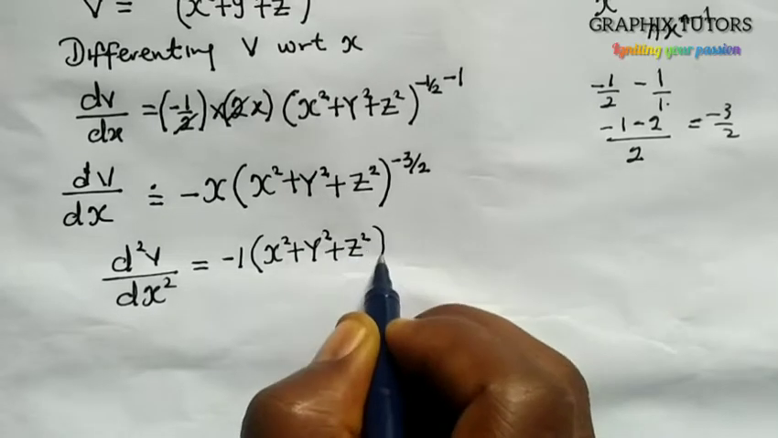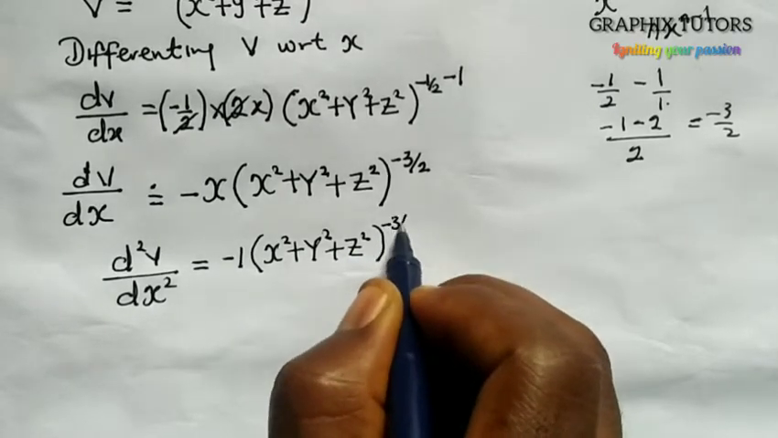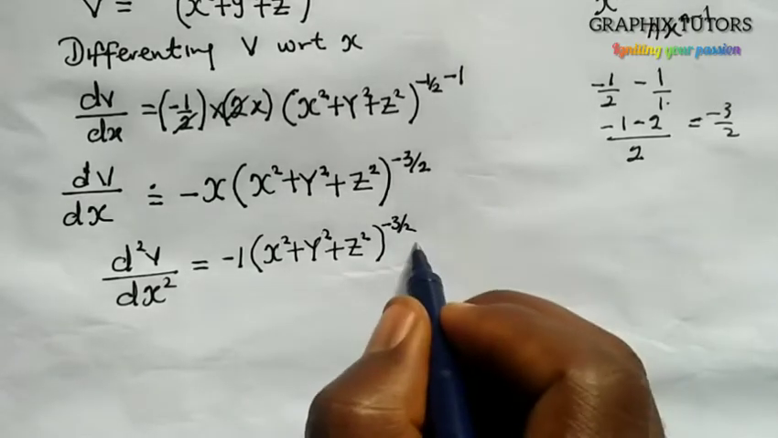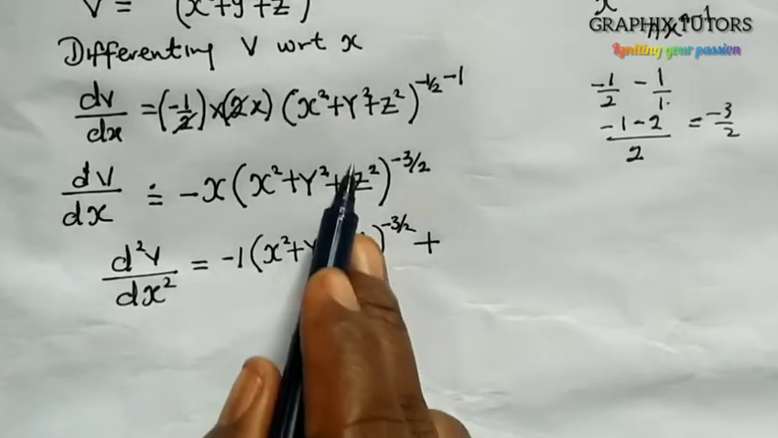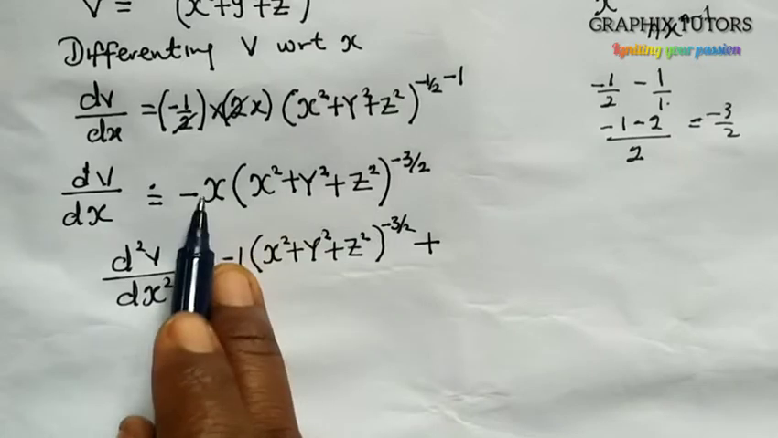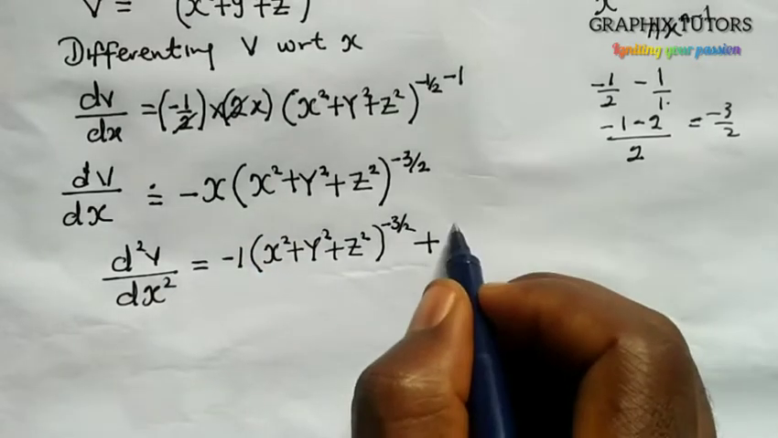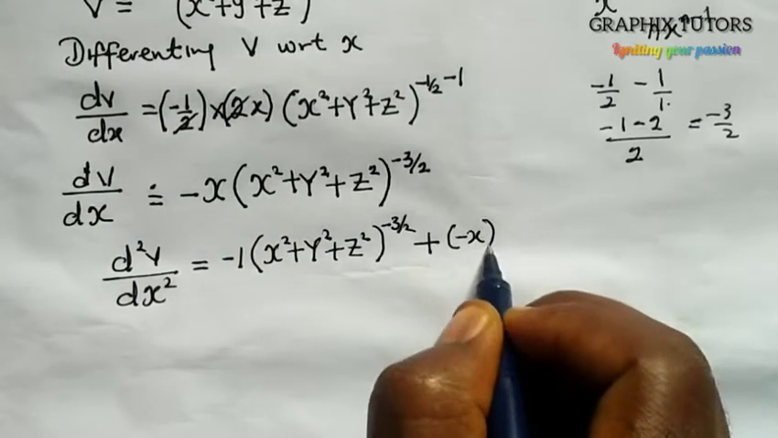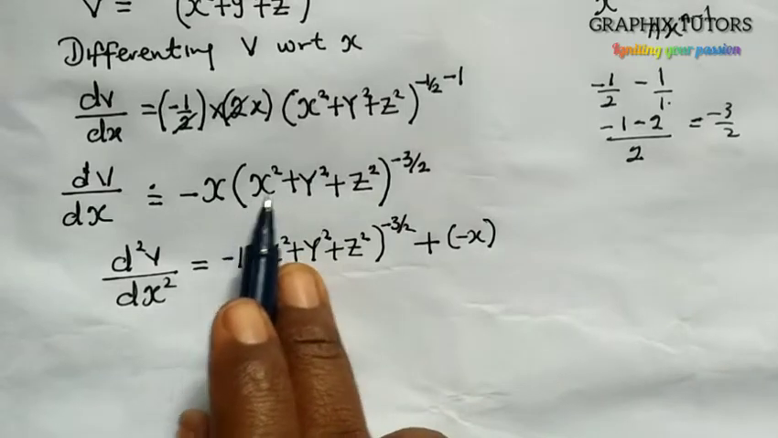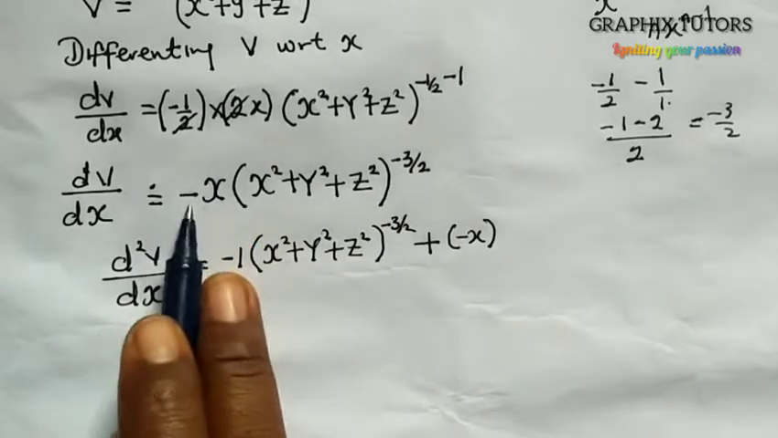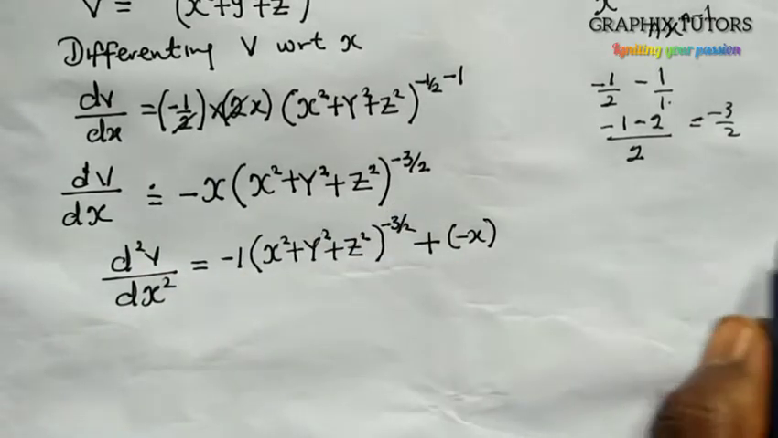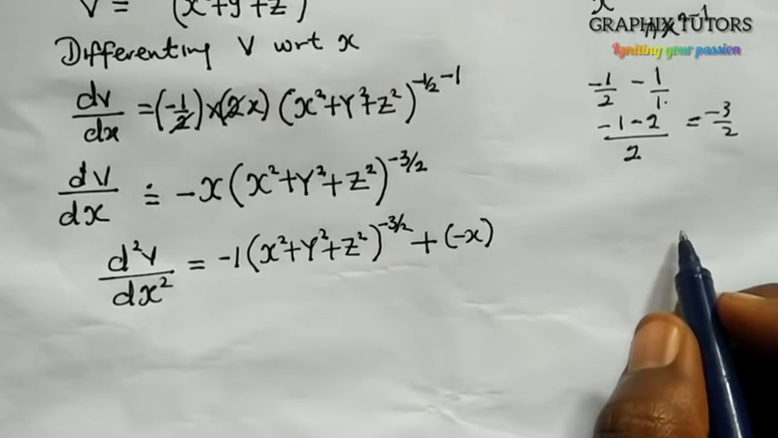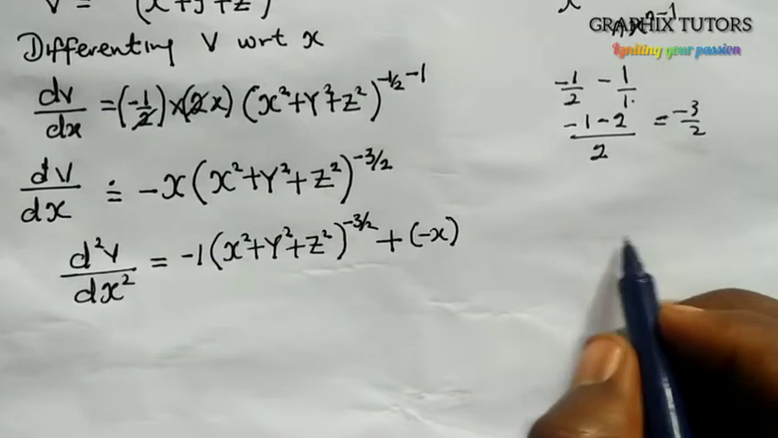Z squared raised to the power of what? Minus 3. Plus, now you differentiate the other one and keep this constant. So I'm going to write my minus x, and I'll keep my minus x constant, and I'm going to differentiate this. So I'm differentiating that, let me give space here.